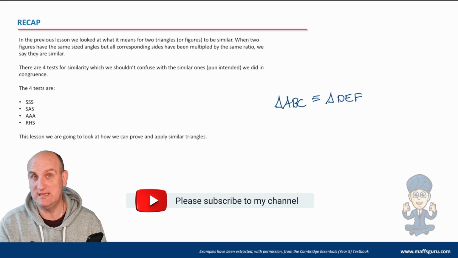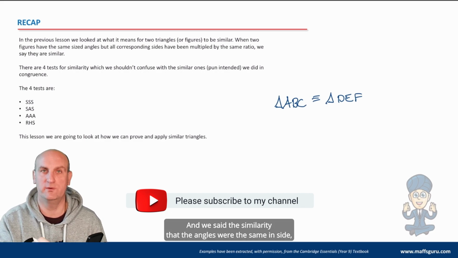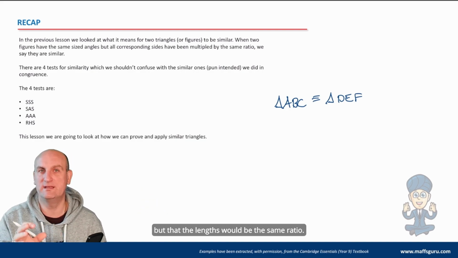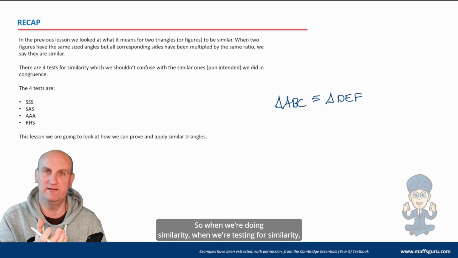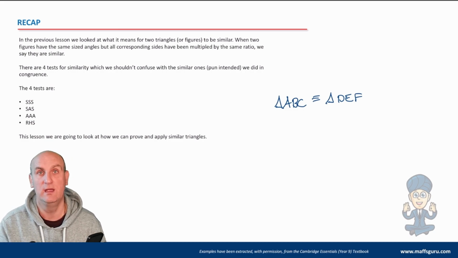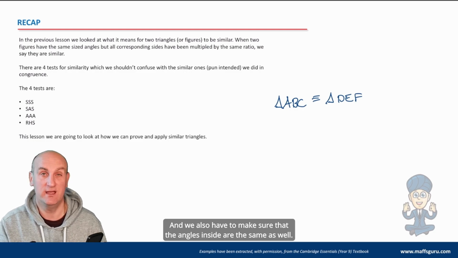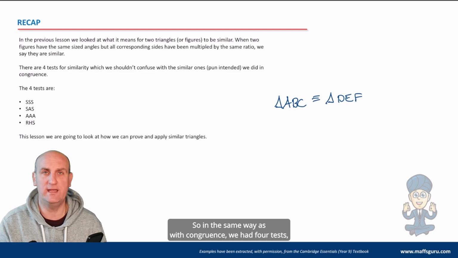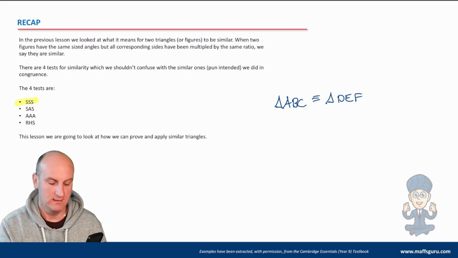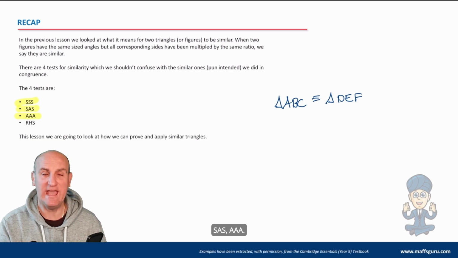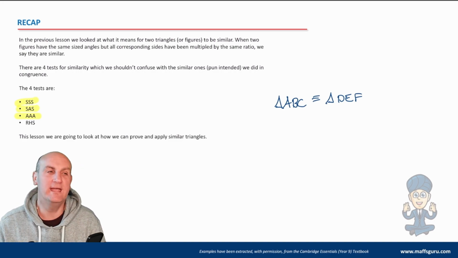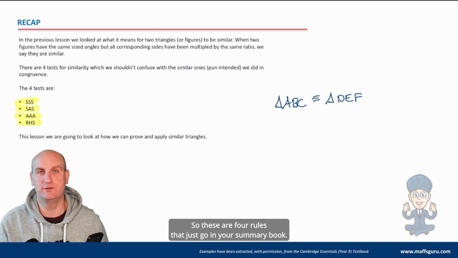Last lesson we talked about similarity, and we said the angles were the same inside, all right? So the angles would be the same size, but the lengths would be in the same ratio. So when we're testing for similarity, we have to make sure that the sides are in the same ratio, and that the angles inside are the same as well. In the same way as with congruence, we had 4 tests, there are also 4 tests here: SSS, SAS, AAA, and RHS. So these are 4 rules that just go in your summary book.